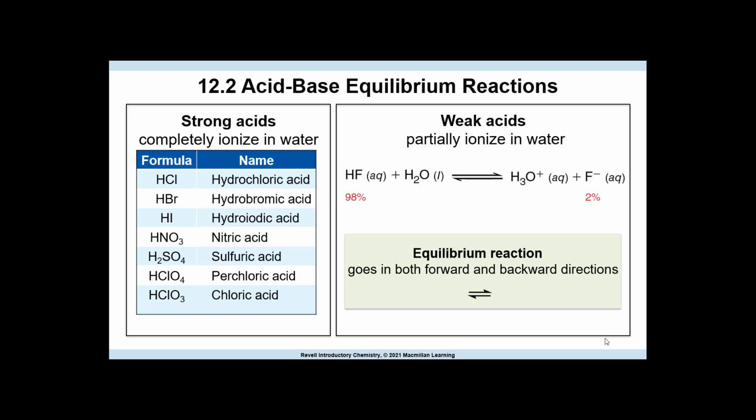We have hydrochloric acid, hydrobromic acid, hydroiodic acid. If you notice, those are halogens, 3 halogens. Nitric acid, sulfuric acid, perchloric acid, and chloric acid. These are the 7 that we consider strong. They completely dissociate into ions fully.